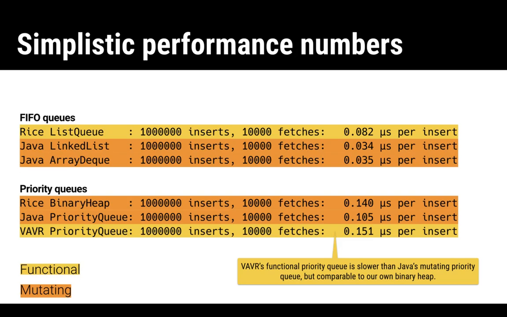But the moral of the story here is that the functional priority queue is not necessarily slow by virtue of being functional. So speed and interface don't necessarily have to be tied together.